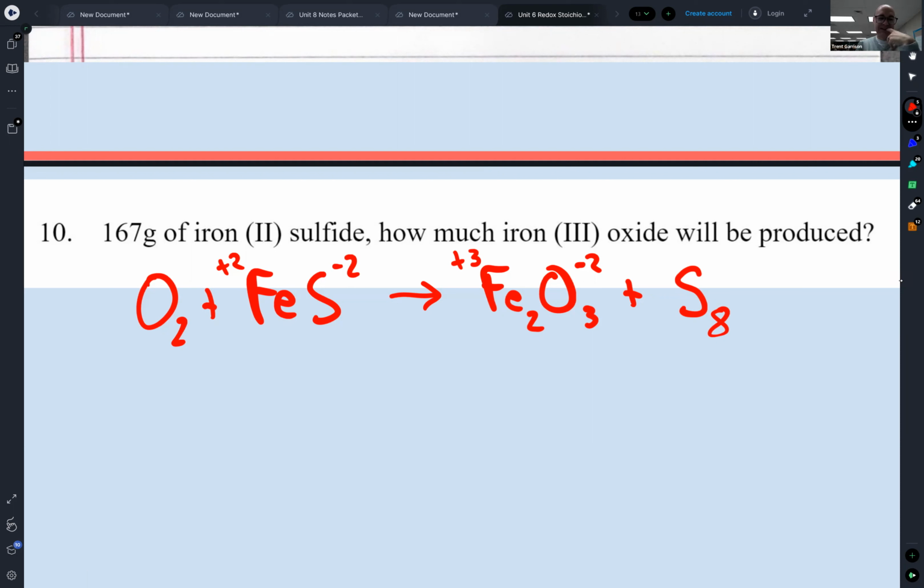It's weird. Now we got to balance this. So here we go. Let's balance it. So I've got a 2 and I've got a 3. I'm going to flip those numbers. So I'm going to put a 3 here. I'm going to put a 2 here.